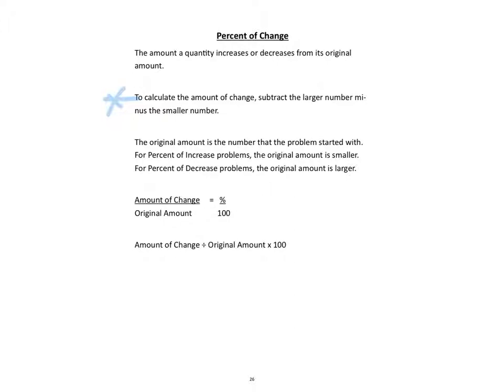So when dealing with percent of change, you're saying how much did it change over the original amount? And then it's going to equal percent over 100. If you don't like the proportion way or you prefer the equation way, then you will take the amount of change divided by the original amount and you'll multiply by 100. All right? Let's take a look at this in action.